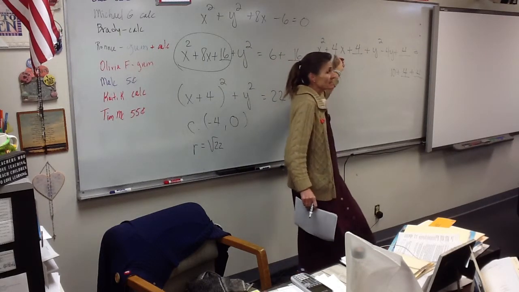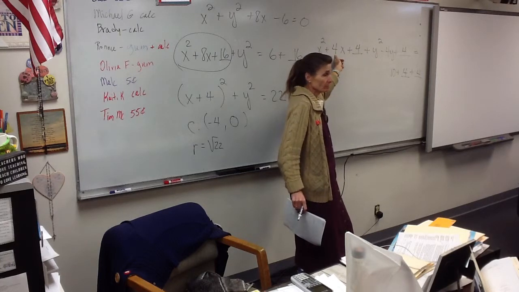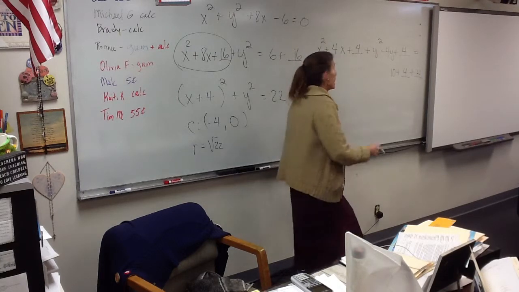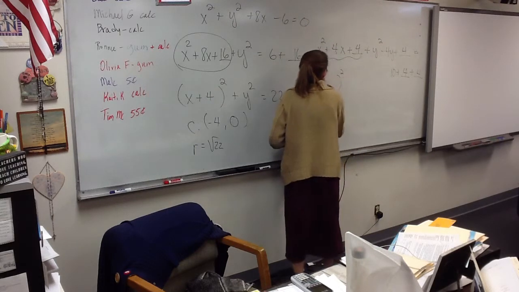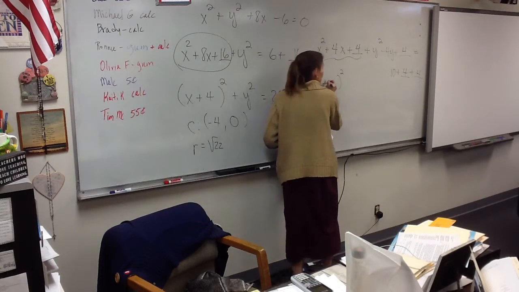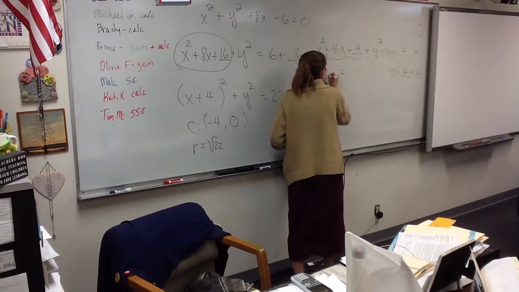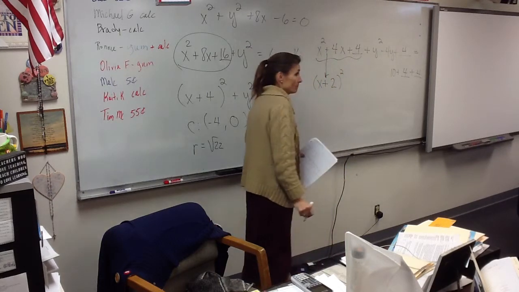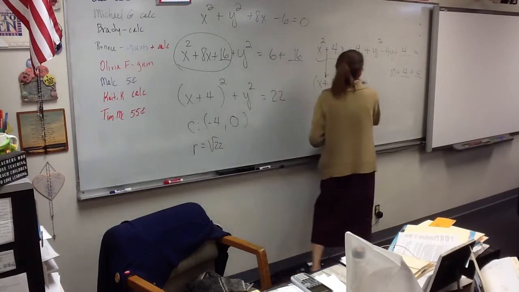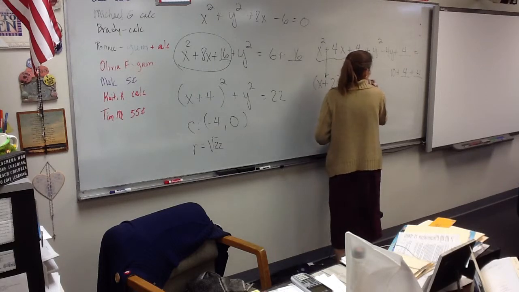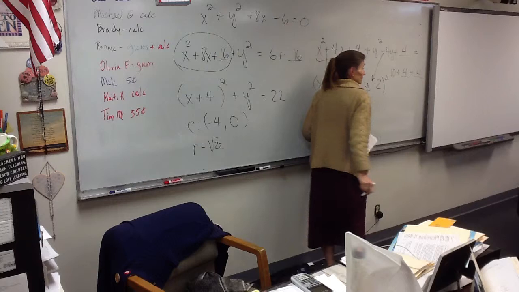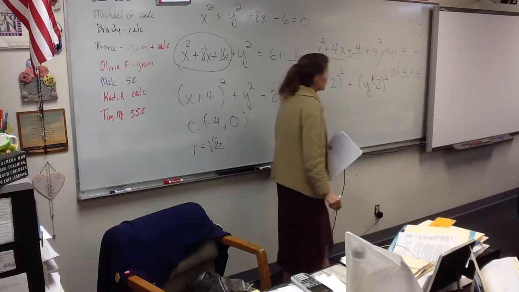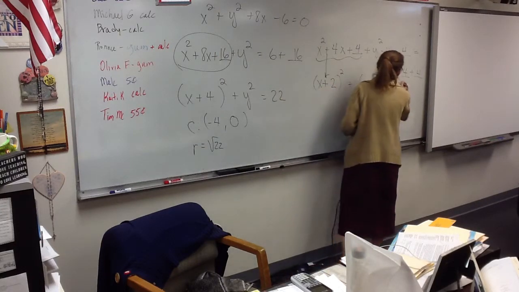We take half of this number and square it. Right? Now, this should be a square. What square is that? X plus 2. Right? It's a plus. This one will be y minus 2, and it's going to equal 18.